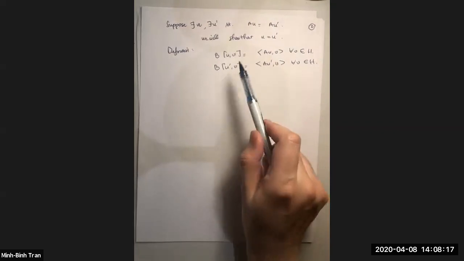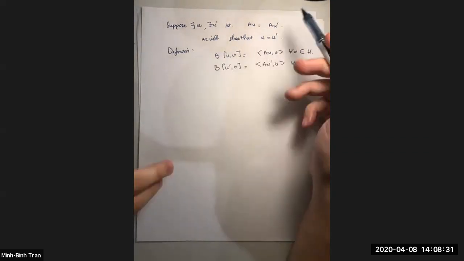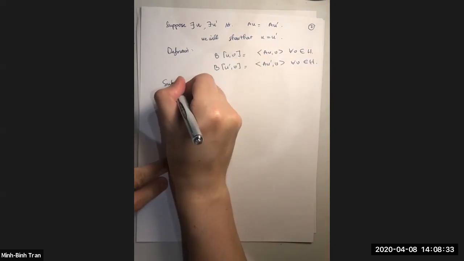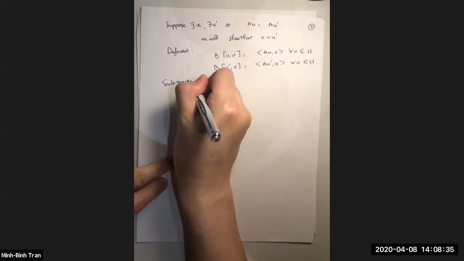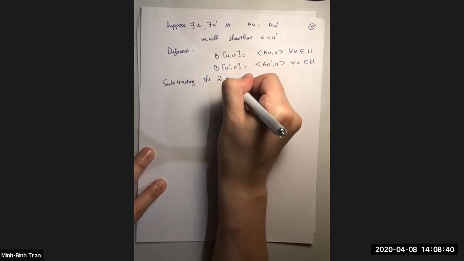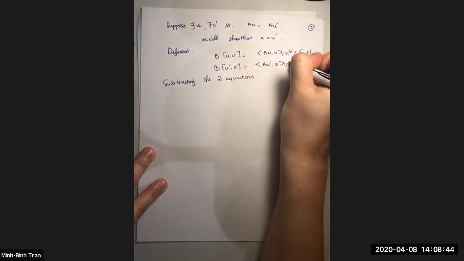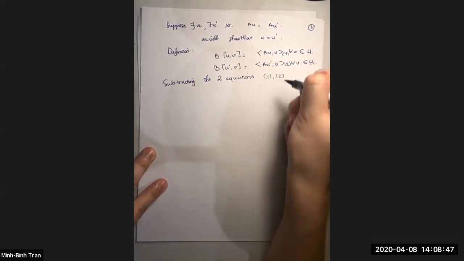And now I have to show that U is equal to U prime. Anyone has an idea? No? So now to show that U is equal to U prime, let us do an experiment. We subtract the two equations, 1 and 2. What do we get?